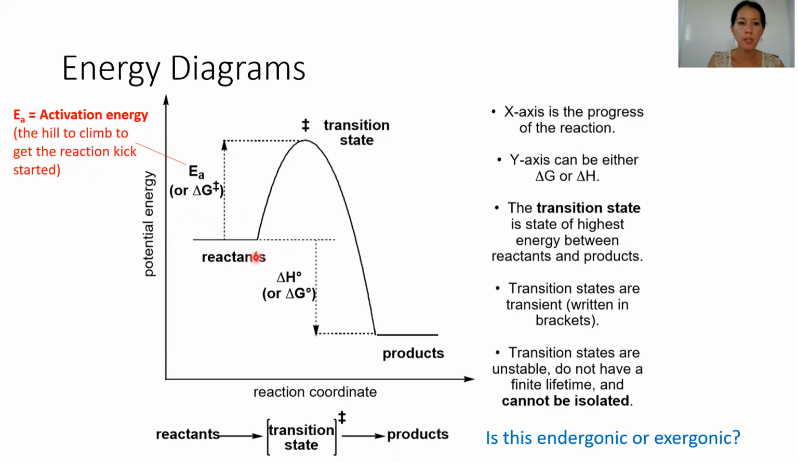So the reactants are just sitting around. But if I give it enough energy, heat it up, then it can reach this hill, get involved in a transition state, which means the atoms rearrange, bonds break, bonds form, and then it can, in this case, release energy overall to form the products. The net difference between reactants and products will be your delta H or delta G. So overall, reactants go through a transition state, kind of the in-between of bonds breaking, bonds forming, and then form a product. So is this endergonic or exergonic?